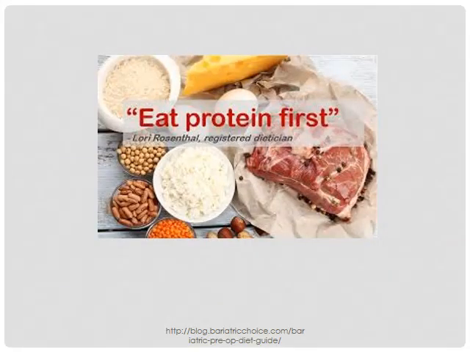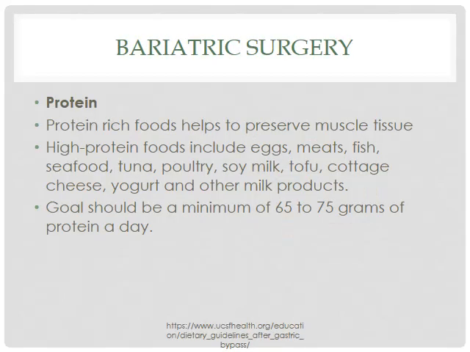A big key about the diet is to eat protein first. Preserve muscle tissue by eating foods rich in protein. High-protein foods include eggs, meats, fish, seafood, tuna, poultry, soy milk, tofu, cottage cheese, yogurt, and other milk products. The goal should be a minimum of 65 to 75 grams of protein a day.